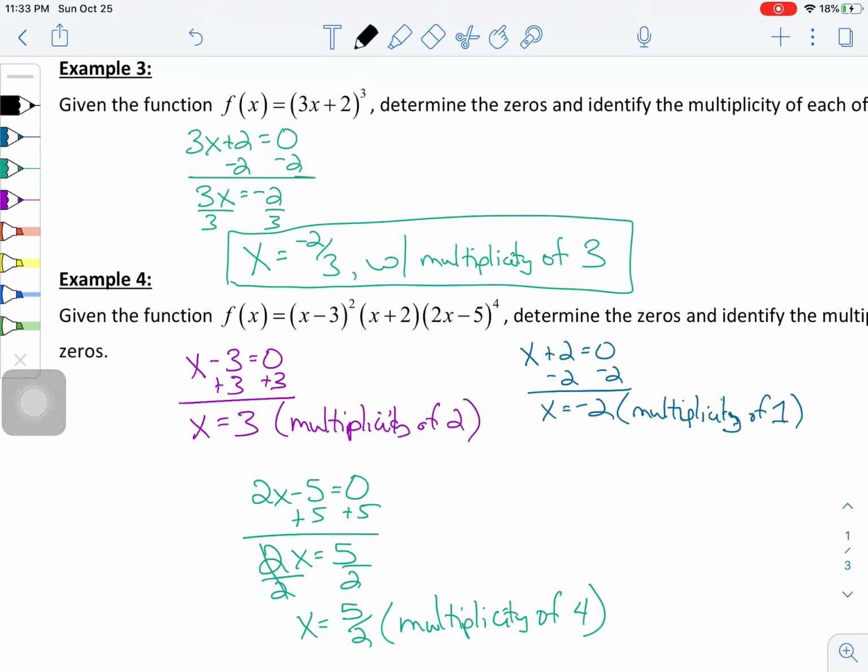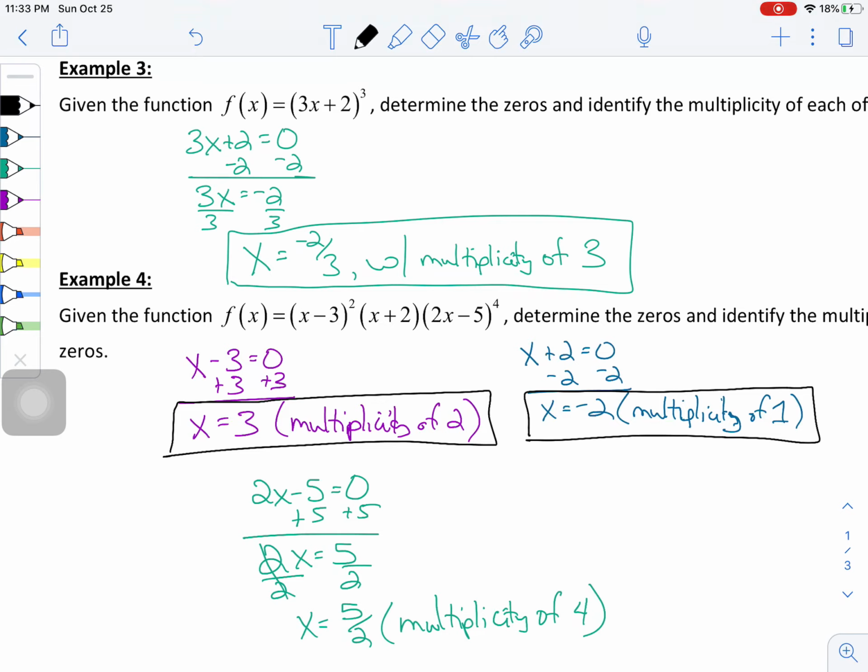All right, so the final answer for example 4 here, you'd have to tell me x is equal to 3 with multiplicity of 2, x is equal to negative 2 with multiplicity of 1, and x is equal to 5 halves, or 5 over 2, with multiplicity of 4. For the fractional answer, you do not have to change it into a decimal. In fact, I really don't want you to, so just leave them as fractions, please.